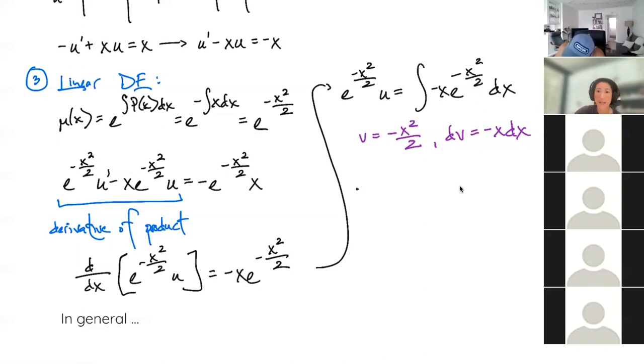The left-hand side remains the same. And the right-hand side, well, the integral of e to the v is just going to be e to the v. So we get e to the negative x squared over 2. And let's do it in pink one more time. Don't forget that plus c.